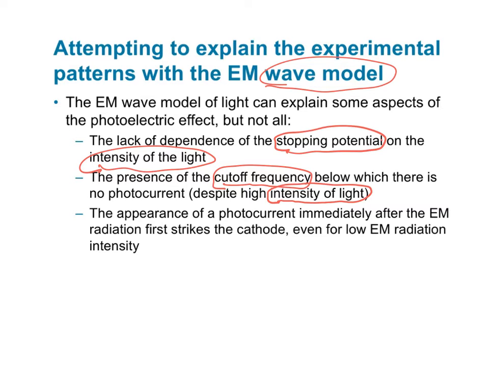The last item is there would be an immediate photocurrent when the electromagnetic radiation, when the light first struck the cathode, even for low intensity for certain frequencies. So certain frequencies at low intensity allowed a current to start flowing right away. So it seemed like what was being shown is that the photocurrent was dependent on frequency. And that's exactly what they found.